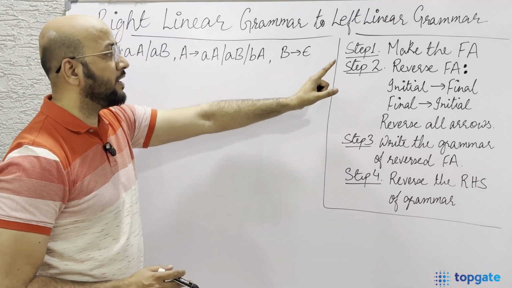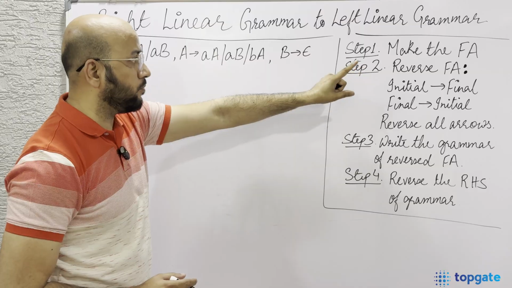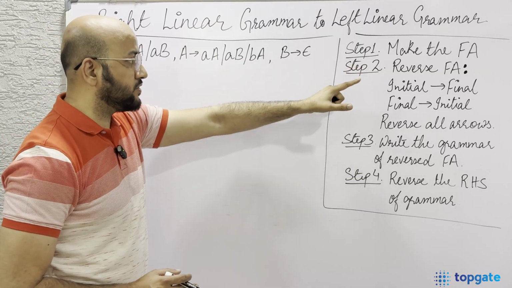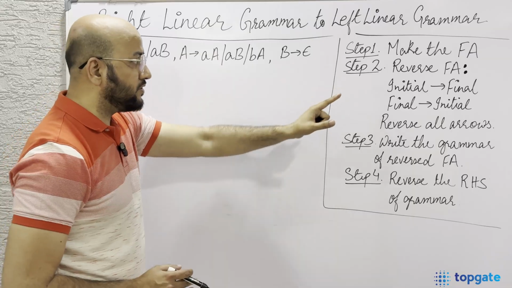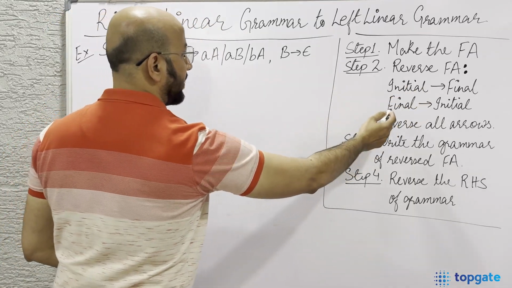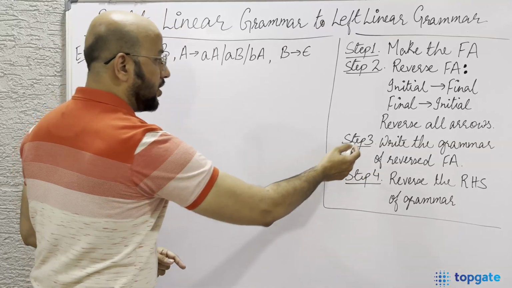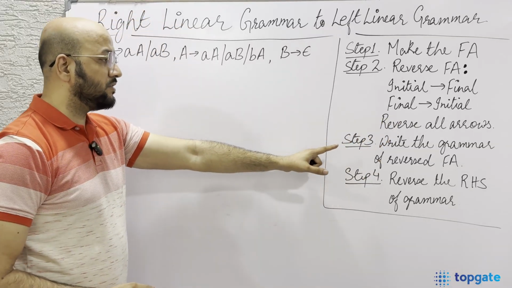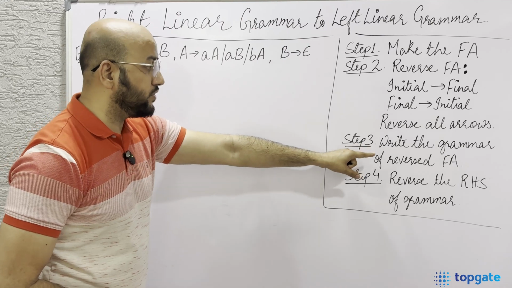Step 1 says that we have to make the finite automata for the given grammar first. And then step 2, we have to reverse this finite automata. In the reversal, what we'll do, we'll change the initial state to the final state and the final state to the initial state, and then we'll reverse all the arrows. Clear? Then in step 3 it says that then we have to write the grammar of this reversed FA.